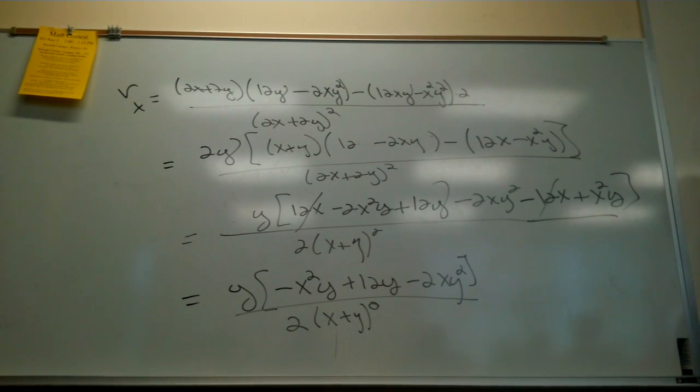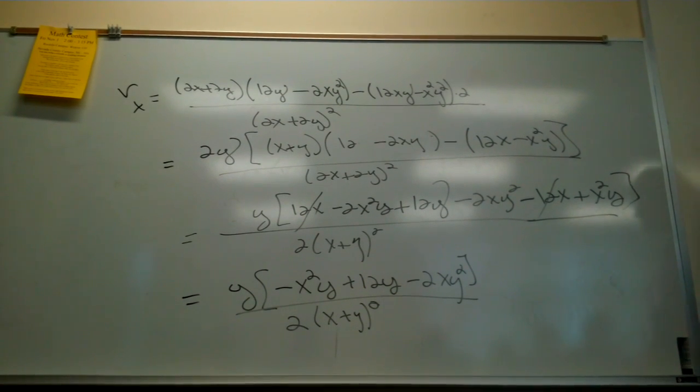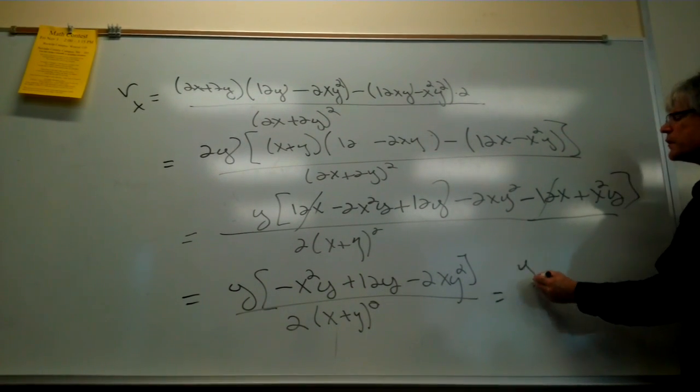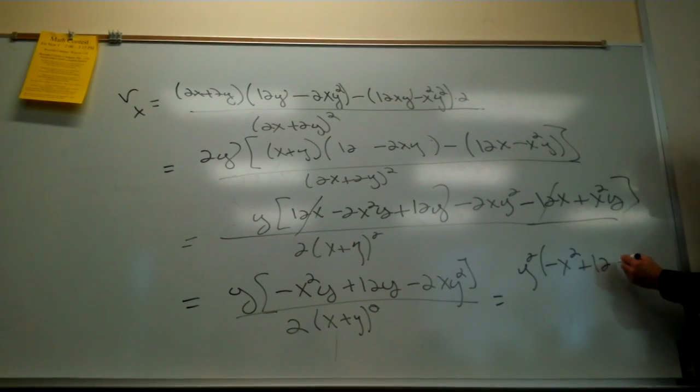You guys, you gotta confess, now that I canceled the 12x and the negative 12x, when I look at that mess upstairs inside the brackets, I really can at this point pull out another factor of y, can't I? Does that give me a y squared times negative x squared plus 12 minus 2xy?